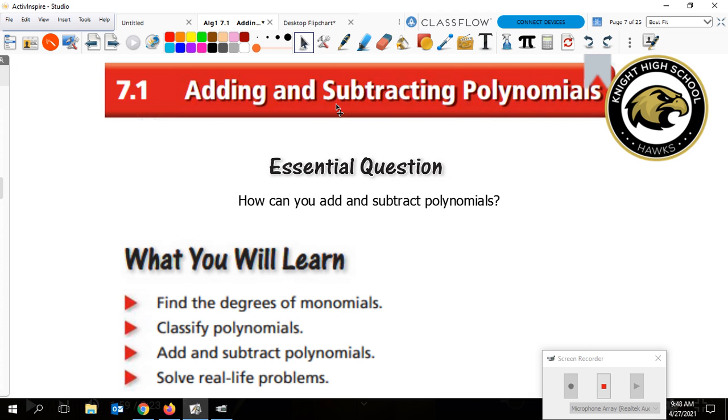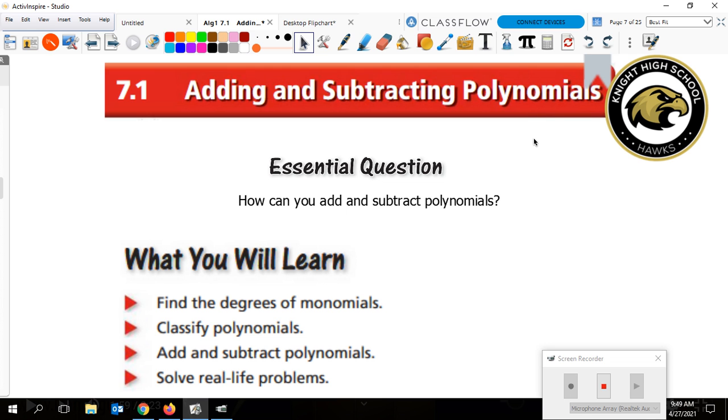All right, welcome back to Algebra 1 Big Ideas curriculum. We are now looking in Chapter 7, where we're going to be looking at polynomials and working with polynomials, doing operations with them. As you can see, our first lesson, 7.1, is adding and subtracting polynomials. That video was a great introduction to polynomials. It really gives you a lot of information.